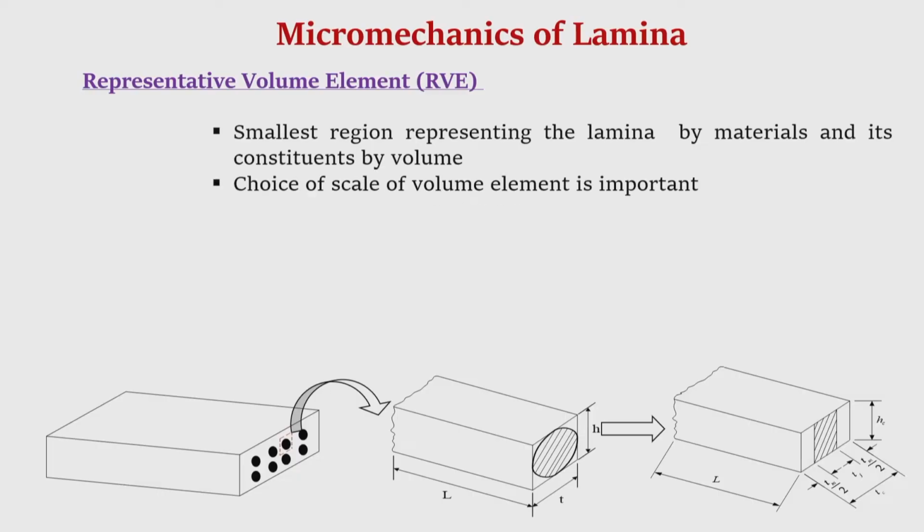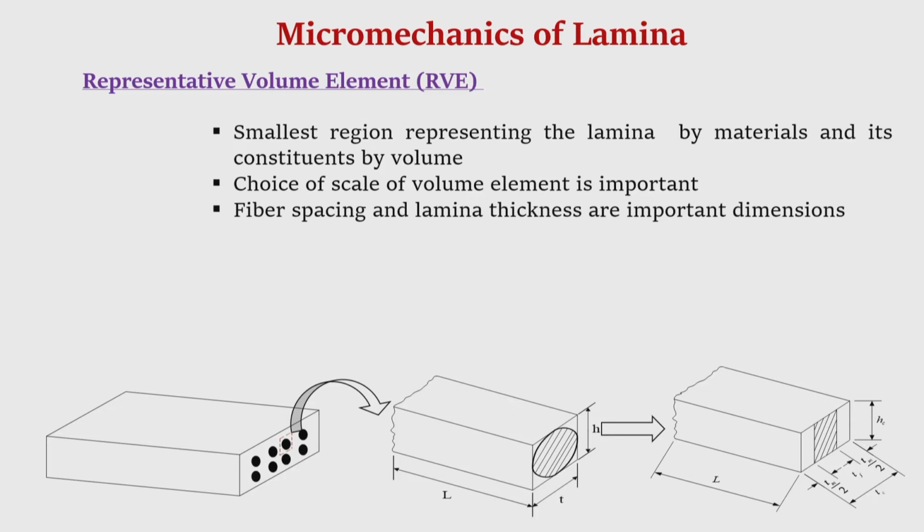Now, in micromechanics, the representative volume element is an important concept. What is a representative volume element? It is the smallest region representing the lamina by its material constituents. That means we choose a small region from the lamina such that that particular piece of volume actually represents the lamina by its material. It consists of both fiber and matrix, and it actually represents the true volume fraction. Suppose the overall volume fraction of the lamina is 60%; then the representative volume must be such that the ratio of the fiber volume to the volume of the representative volume is 60%.